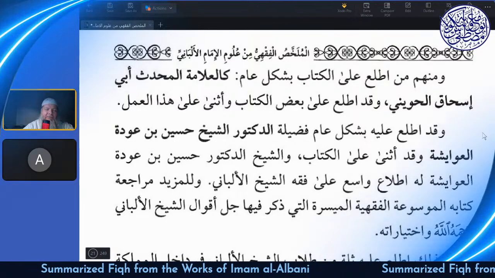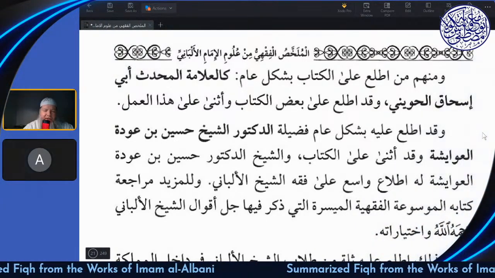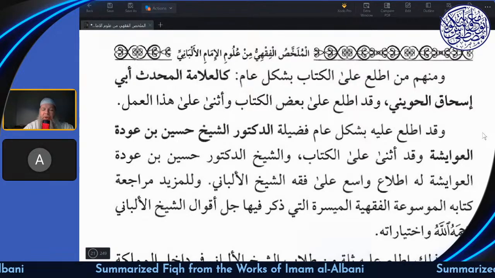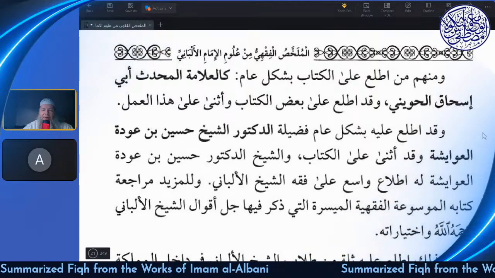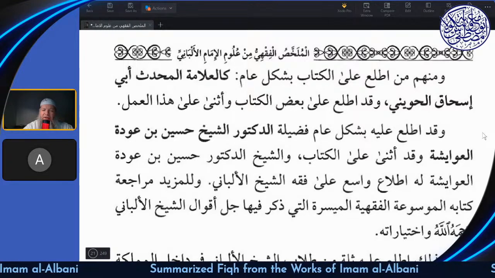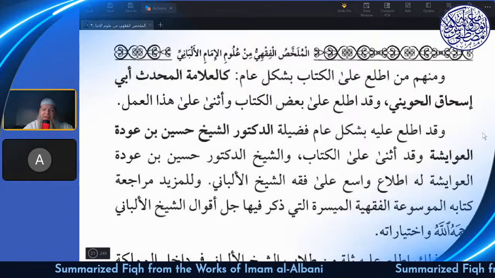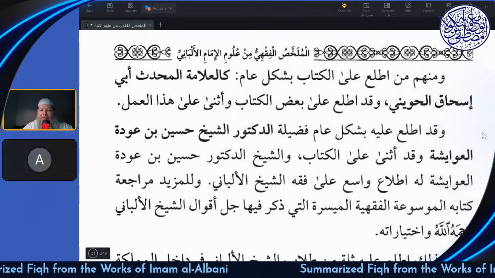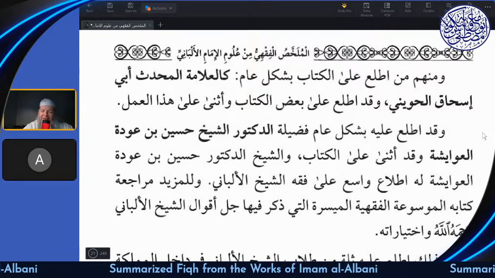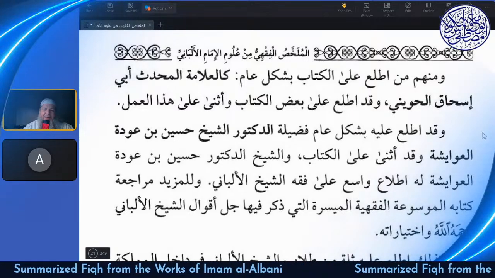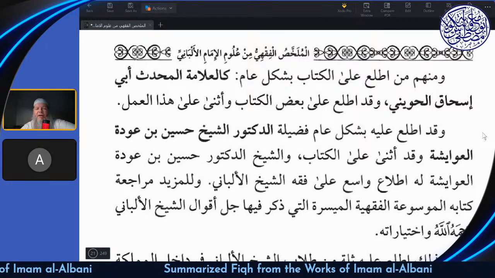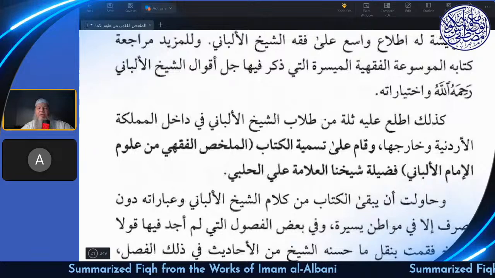Even to show how much Sheikh Hussein al-Awaysha is involved with the fiqh of Sheikh al-Albani, he has a book called Al-Mawsu'a al-Fiqhiyya al-Muyassara, the encyclopedia of easy fiqh. This book is 10 volumes, and inside of it he mentioned the majority of the statements of Sheikh al-Albani and his viewpoints, what he chose to be correct in the issue.